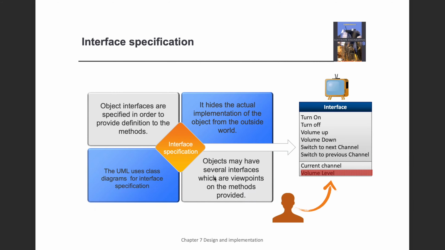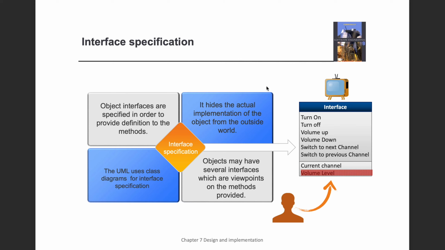So we also look at interface. An interface is almost always used to hide the functionalities in the system. Object interfaces are specified in order to provide a definition to the method. So there's a method, and that method has to be executed, so we define an interface that will be able to interact with that particular method. It hides the actual implementation of the objects from the outside world.